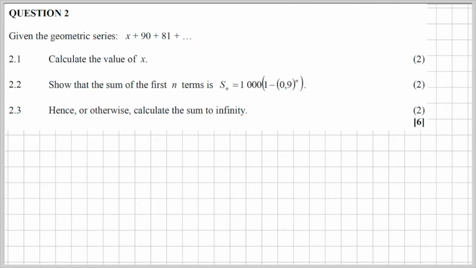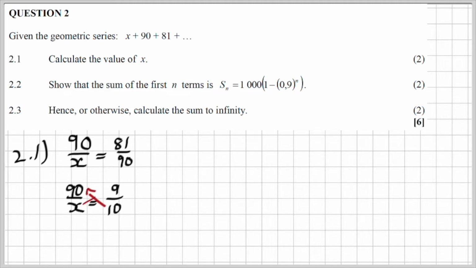Let's start by looking at the first question, 2.1. I went to the definition, T2 over T1 equals T3 over T2. Now I know a lot of you guys cross multiply, so I'm going to do that as well. After I've simplified that, 81 over 90, I cross multiply and solve for x. Now please, ladies and gentlemen, don't just go to the next question. Write in what you've got from the x equals 100.